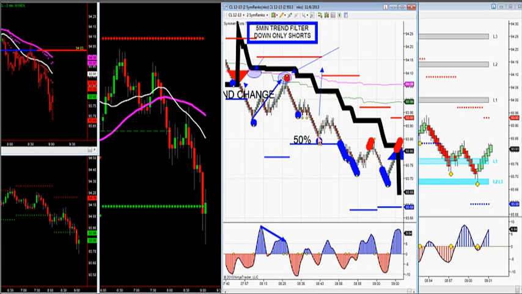Your first target's going to be the first set of symmetry dots, which are these blue dots. I want you to bail 50% of your position there. 50% can come off right there. So if you're short at 94, 50% come off here. And then your second set of symmetry dots, which is 93.59, you can place 2 ticks in front of that, which is 61 to go for the second set of symmetry dots.